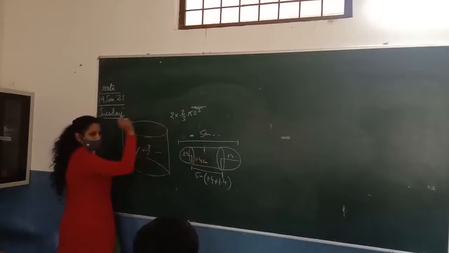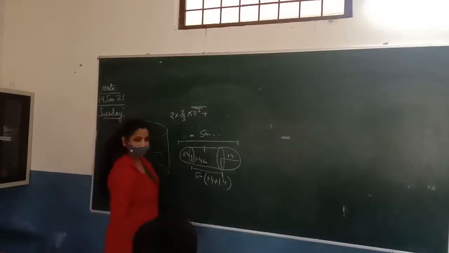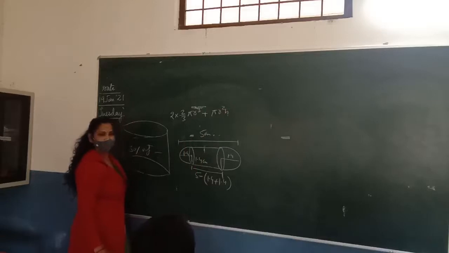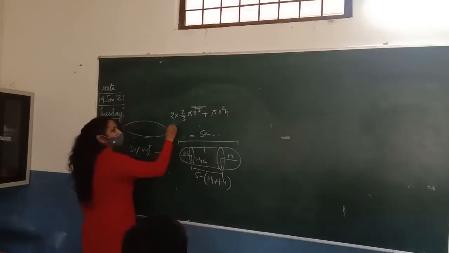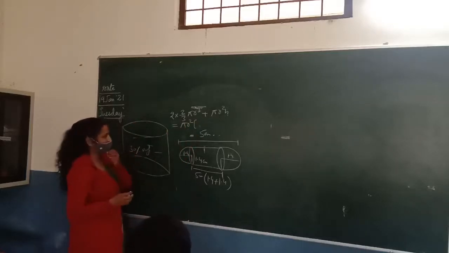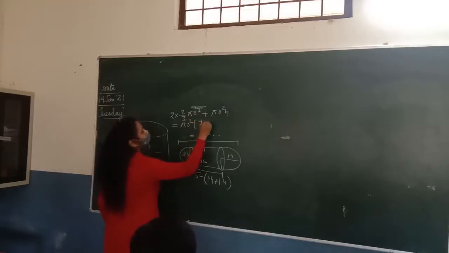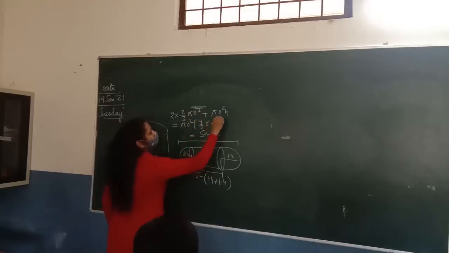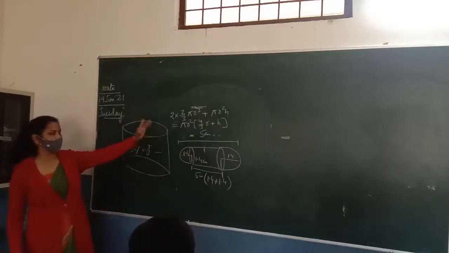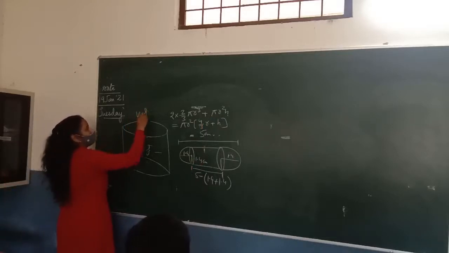So this is the volume of the 2 hemispheres plus volume of cylinder. What is the volume of cylinder? Pi r square h. So what can we do now? We can take pi r square common. It makes the questions easier with easy calculations. To calculate easily, we can take common: pi r square into 4 upon 3 r plus h. Now you can put the values of r and h. So you will find the volume of one gulab jamun.